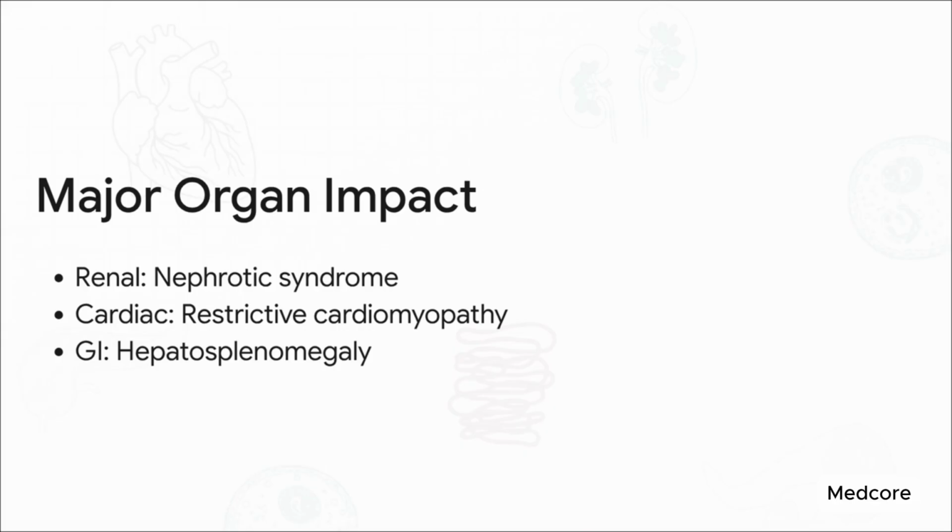Nephrotic syndrome. In the heart, the amyloid fibrils get in between the muscle cells, making the heart walls really stiff and rigid. This means the heart can't relax and fill with blood properly, which leads to a condition called restrictive cardiomyopathy. And in the GI system, deposits in the liver and spleen can cause them to get really big, which we call hepatosplenomegaly. That's your classic triad of organ damage.